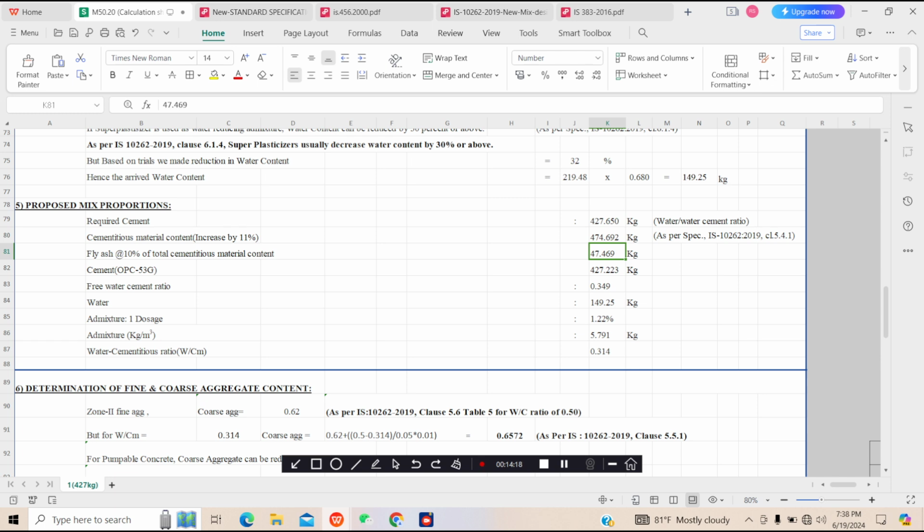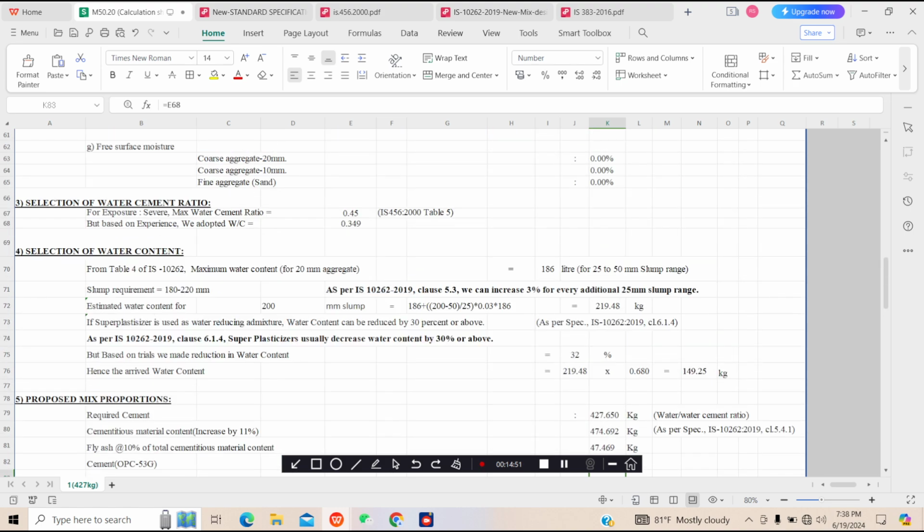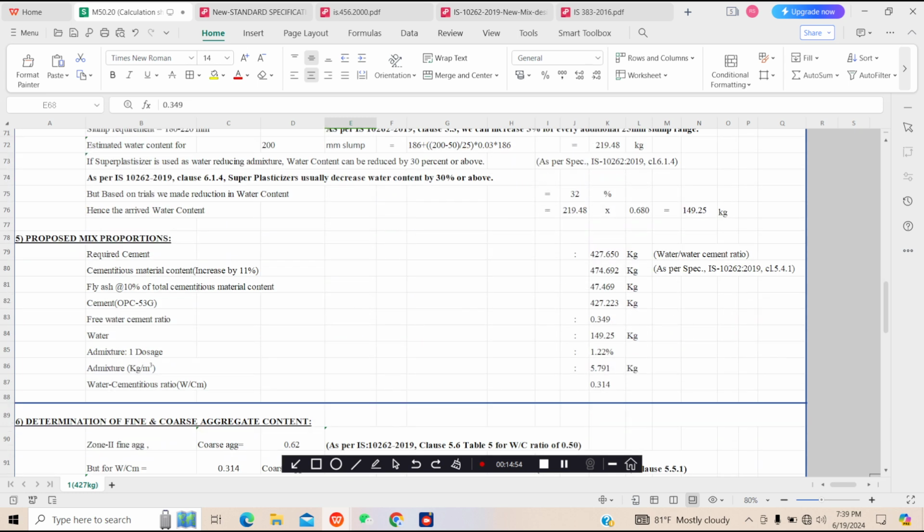Now the cement we have replaced with fly ash is 10%. So calculating 10% of the total cementitious material content, we will achieve 47.469. Now if we subtract the fly ash from the cementitious material content, we will achieve the amount of cement. The free water cement ratio we have earlier calculated is 0.349, it's the same. And the water is also the same that we have earlier calculated, 149.25.